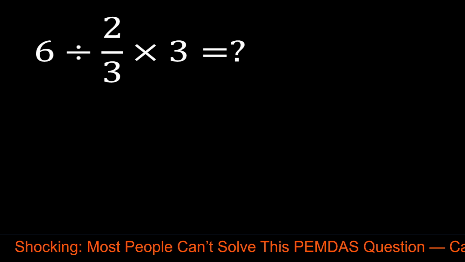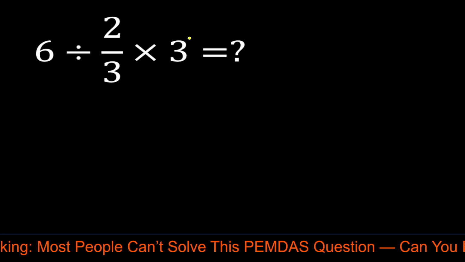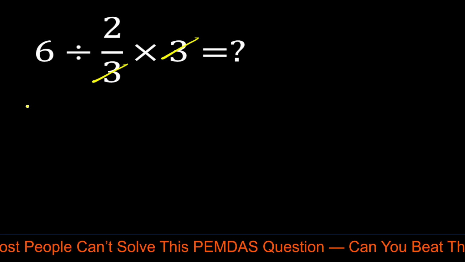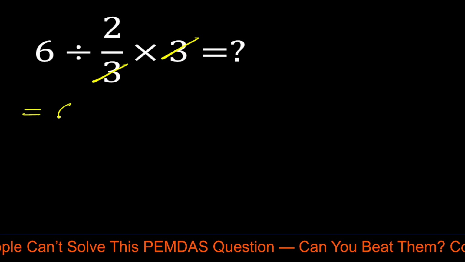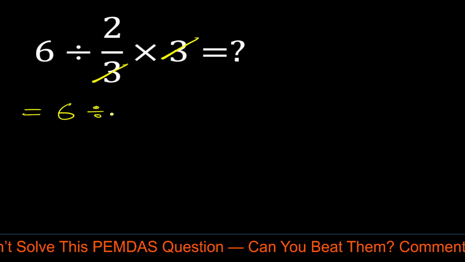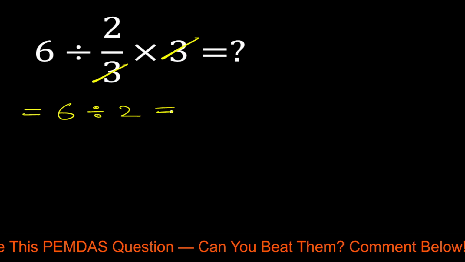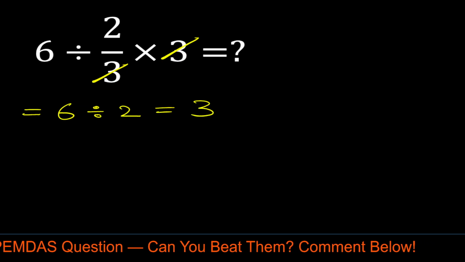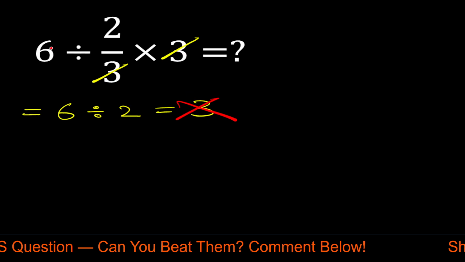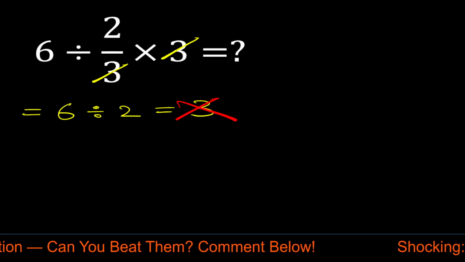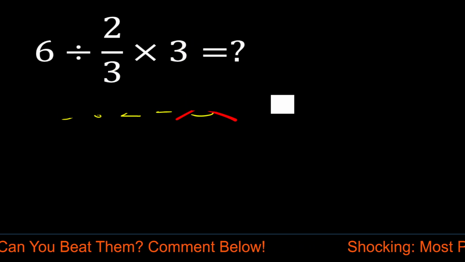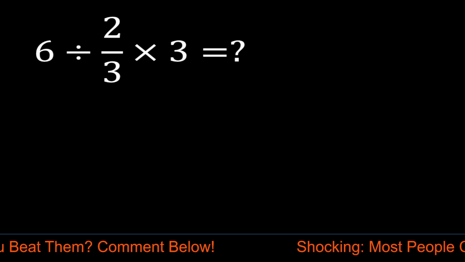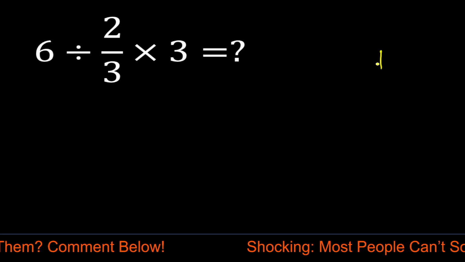So most people solve this question like cancel this 3 by 3, right? So now 6 divided by 2. So 6 divided by 2 is equal to 3, right? But this answer is not correct. This answer is completely wrong. So now let's solve this problem correctly by using a PEMDAS rule, right?